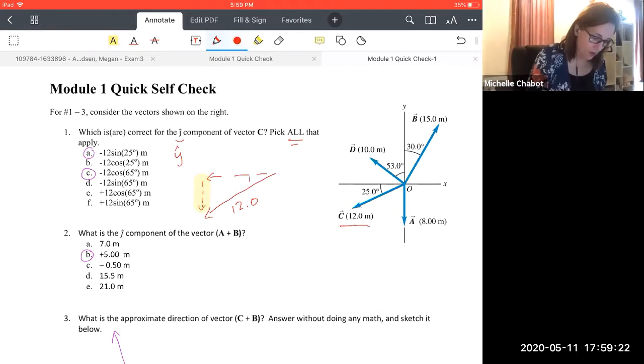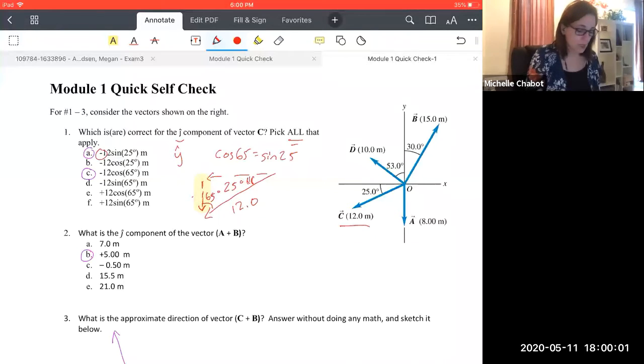We notice from the diagram that the angle with the x direction is 25 degrees, so the y component over here would be, in fact, the sine of 25, and it would be negative because it points downward. So that explains the first answer. Also, if this angle over here is 25 degrees, then the angle over here is going to be 65 degrees. And so the cosine of 65 equals the sine of 25. And again, it would be negative because it still points downward.